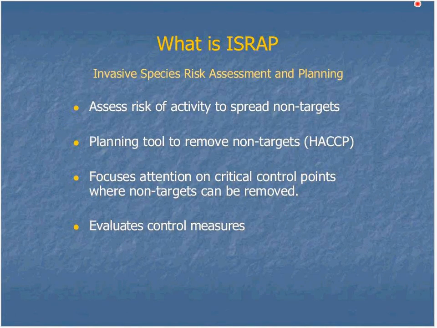Again, invasive species risk assessment and planning, that's what ISRAP is. It assesses the risk of an activity spreading non-targets. It's able to remove non-targets, and that's what HACCP is, and it focuses attention on critical control points where non-targets can be removed. It evaluates these control measures. This evaluating of the control measures is something that you may not see in, like, best management practices, which do not determine whether or not the controls that are in place are actually working.